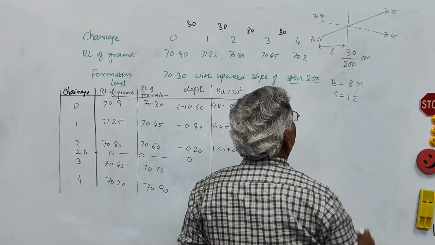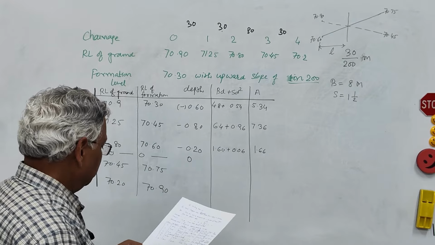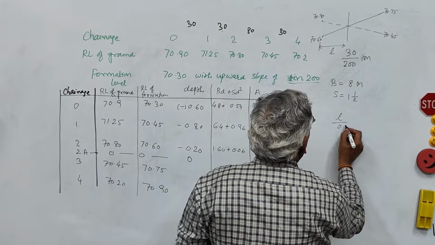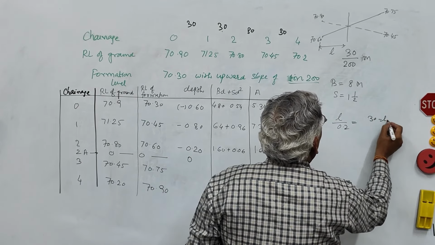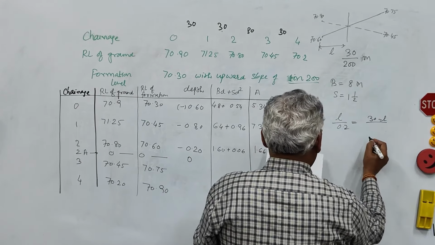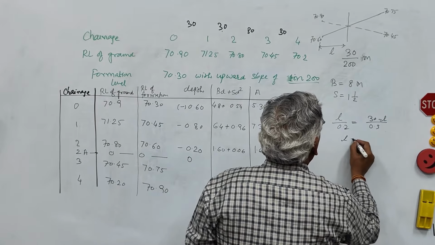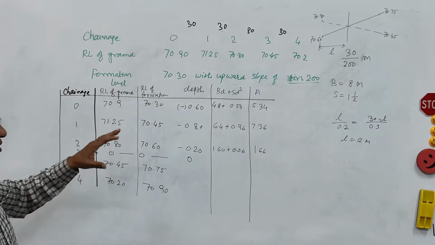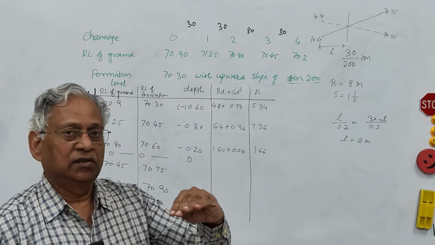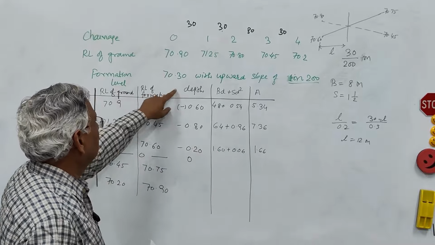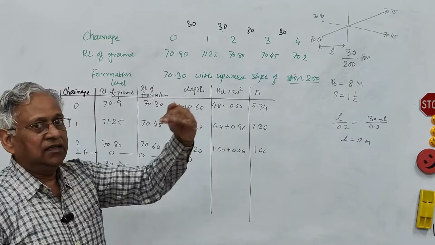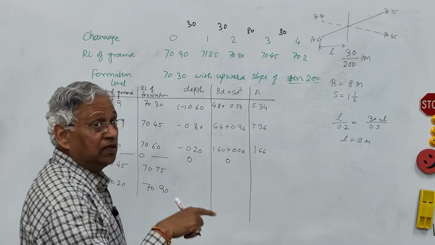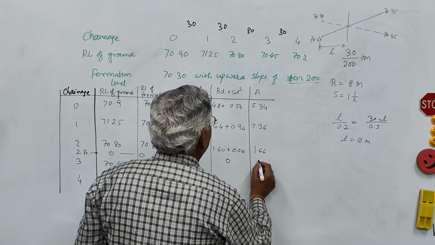This length is, let us say, L. So L upon difference 0.2 is 30 minus L upon difference 0.3. So L will be 12 meter. So from this point at a distance of 12 meter, the formation level of the road will coincide with the ground level. That is in the level now. So this is 0. Area at this point is 0. So you can take 0 here.